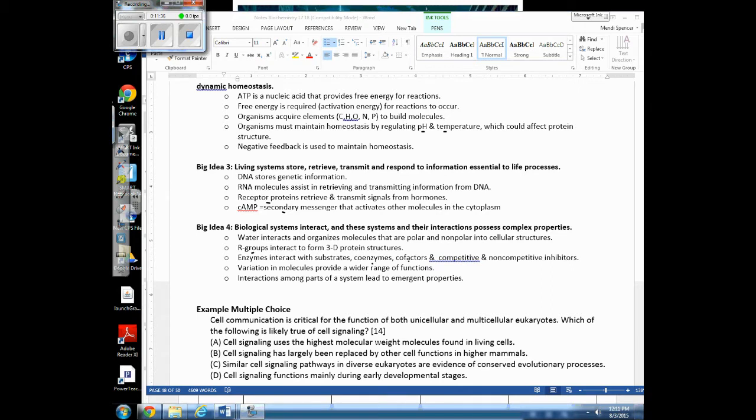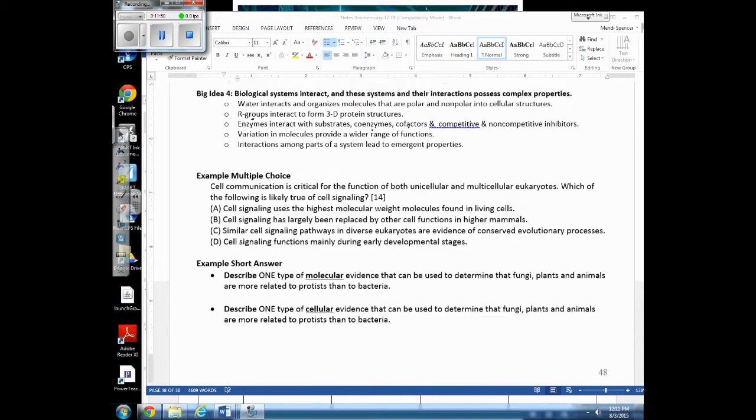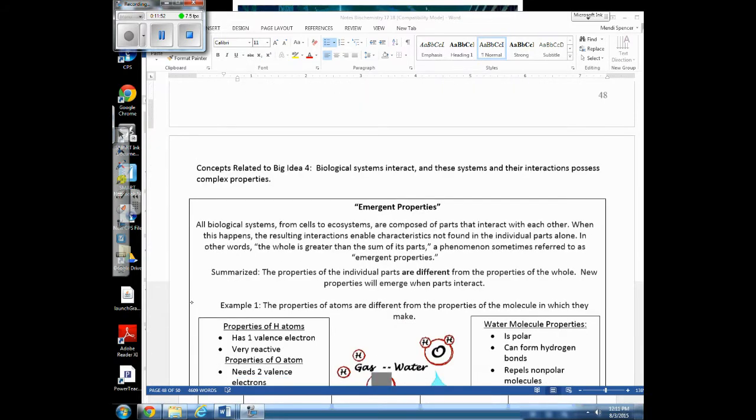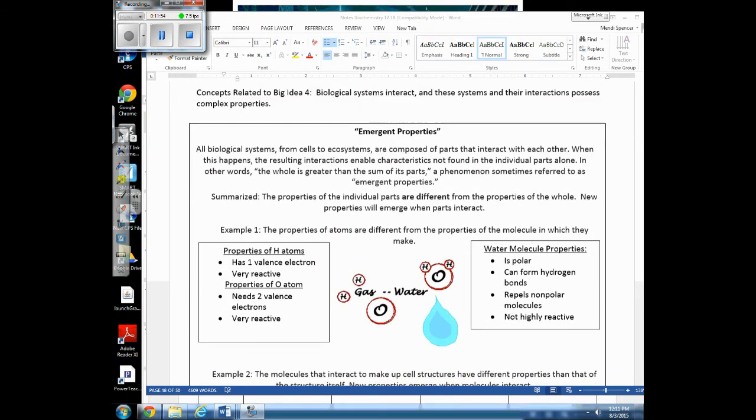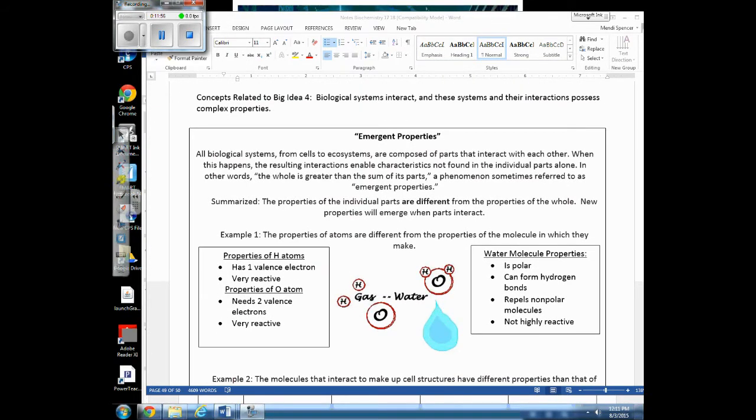These last 2 bullets I'm going to address further on the next page, but let me just read through them real quick. Variation of molecules provides a wider range of functions, and interactions among parts of a system lead to emergent properties. So let's go ahead and move down to the next page. And I'll further explain this idea of emergent properties and variation leading to robustness.